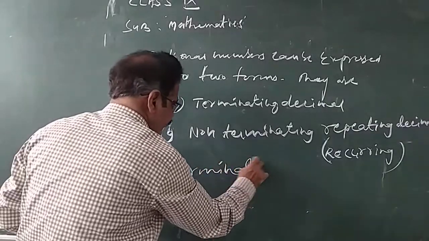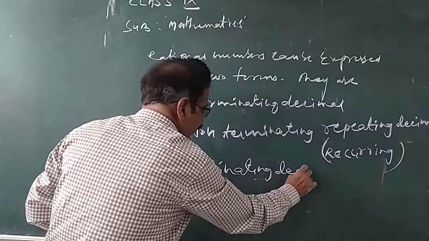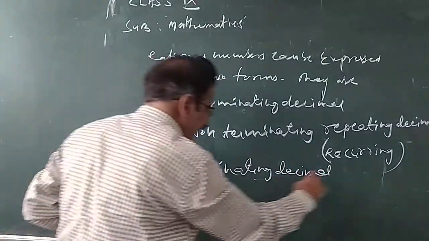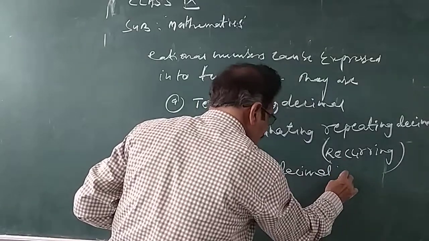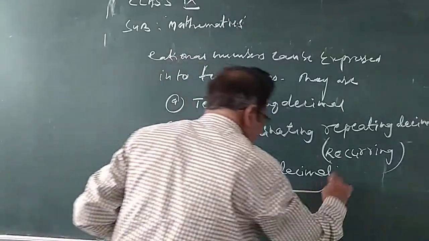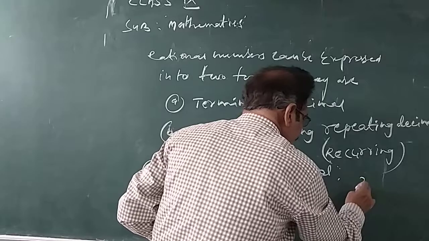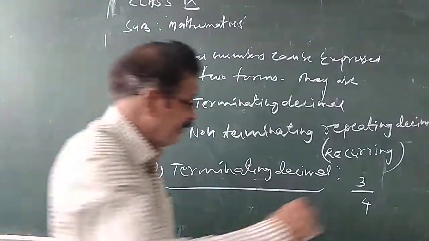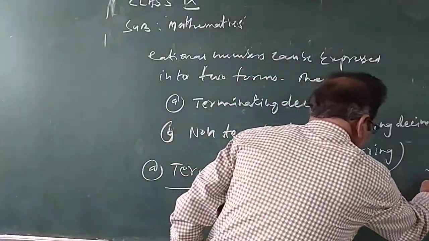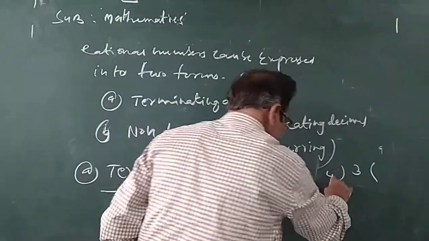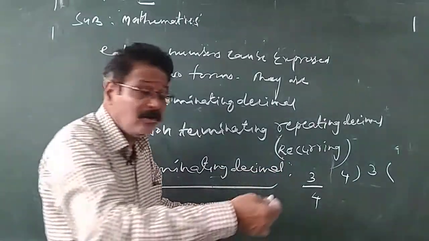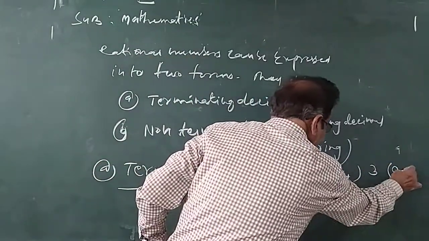Example A, terminating decimal. Terminating decimal means the division process ends with a zero remainder. Example 3 by 4, 3 divided by 4. So let us do the division here. Does 4 go in 3? No. Then what will we do? We keep 0 point here and bring down 0.